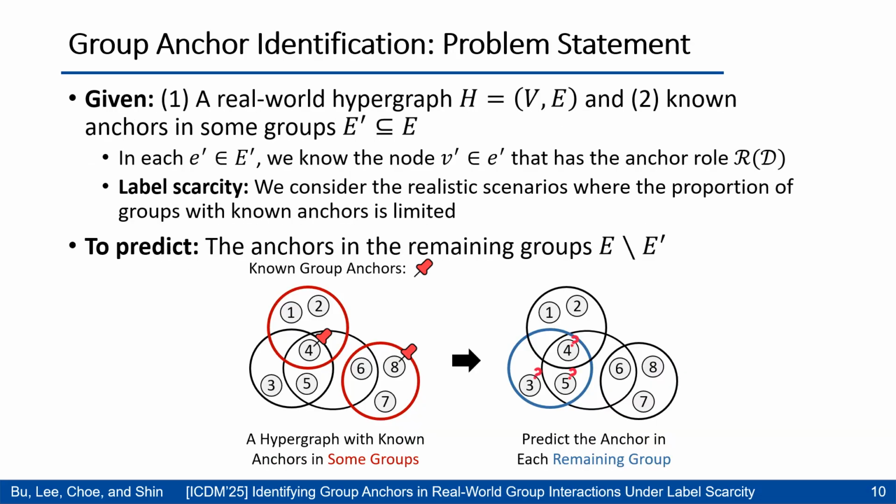Now we are ready to define the problem. Given a real-world hypergraph where each hyperedge is a group, and we know the anchor in some groups, we consider the realistic scenario under label scarcity. That is, we only know the anchor in a few groups. The task is then to predict the anchor in each of the remaining groups. In the example below, we know the anchor in two groups on the left, and we want to predict the anchor in the group consisting of 3, 4, and 5, and the group consisting of 4, 5, and 6.